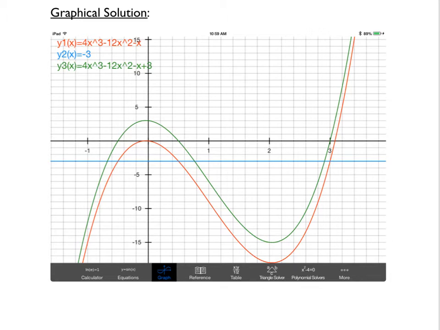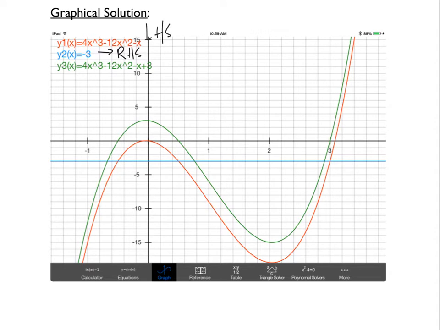So let's compare this to our graphical solution. So here our red equation, which is y is equal to 4x cubed minus 12x squared minus x, is just the left-hand side from our previous example. And then y equals negative 3 is just the right-hand side. So if we look at it from that perspective, we want to see where those graphs meet.